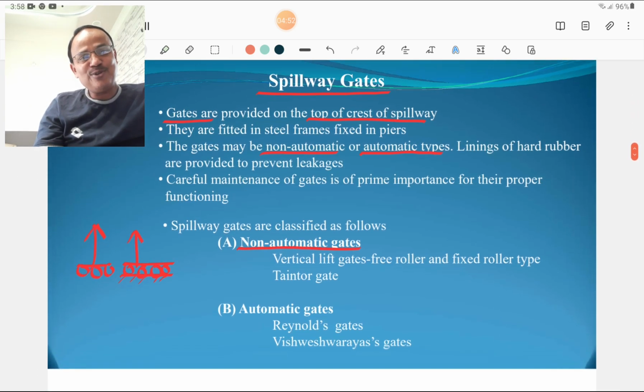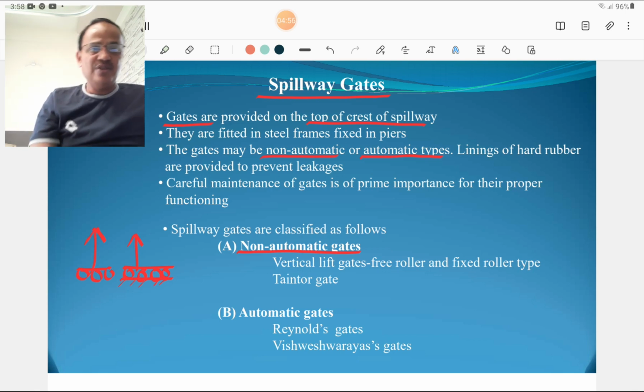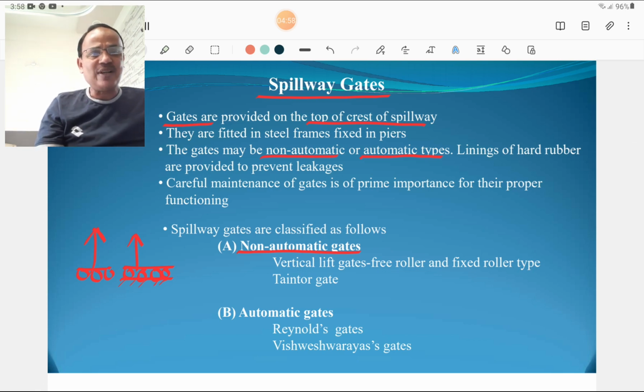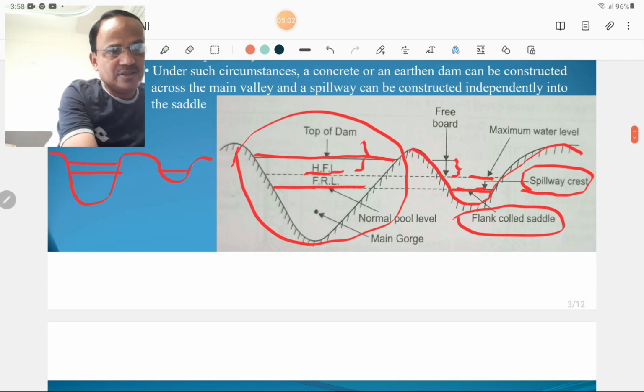Then we are going to discuss the spillway gates. Gates are provided on the top of the crest of the spillways. Top of crest of the spillway means this is the HFL, and this is the FRL.